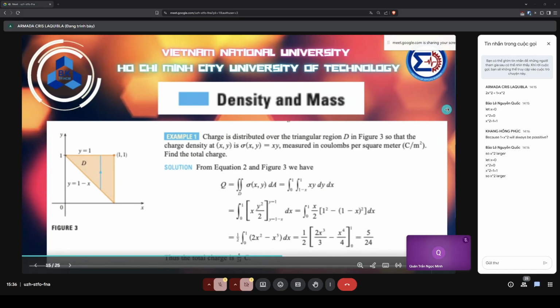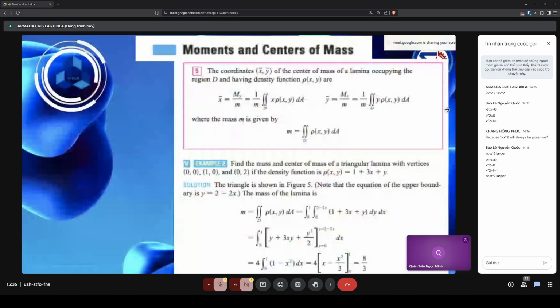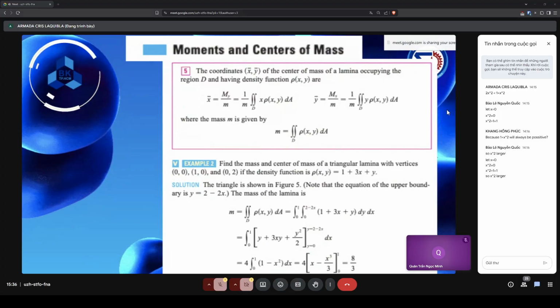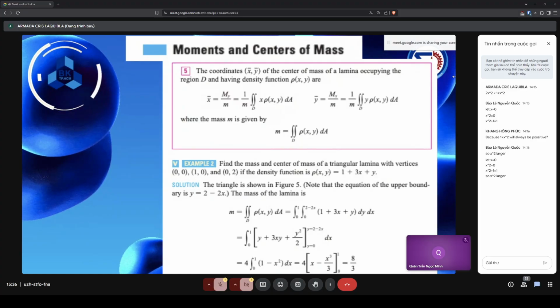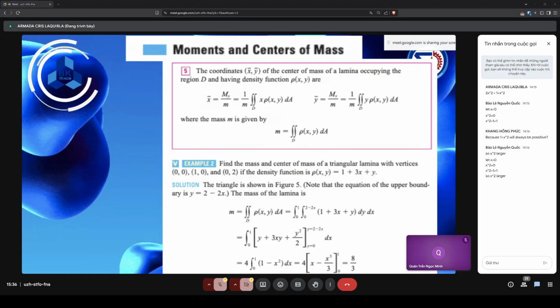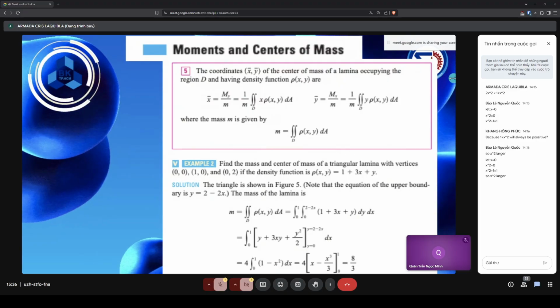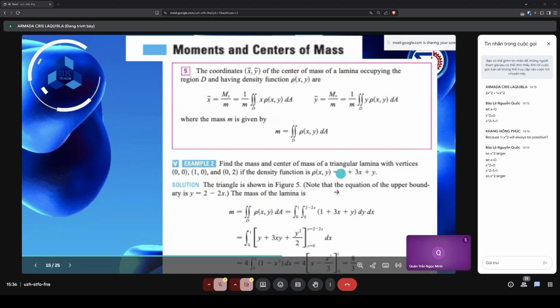Next, we have moments and centers of mass. Our time is 15:36, so we still have 14 minutes. So it's okay. We can finish this.